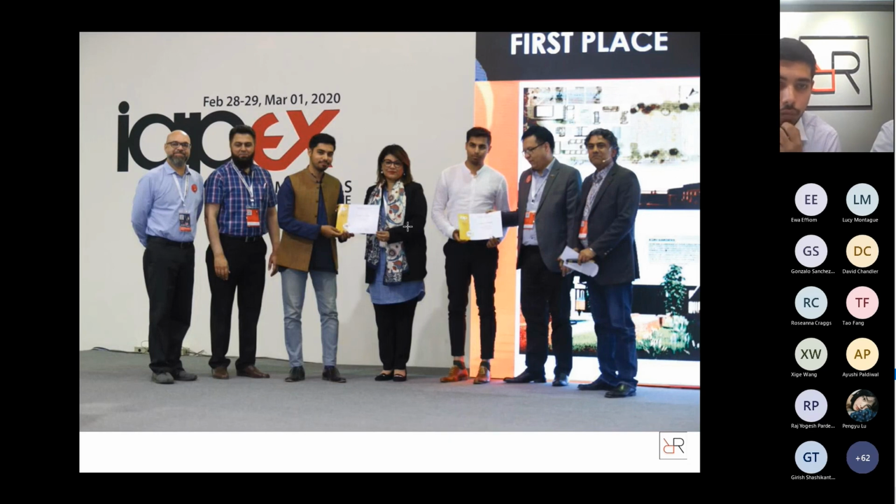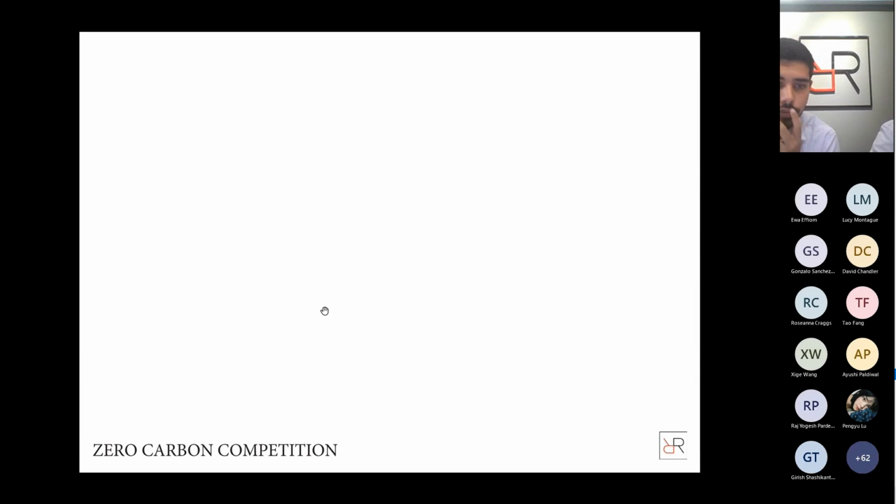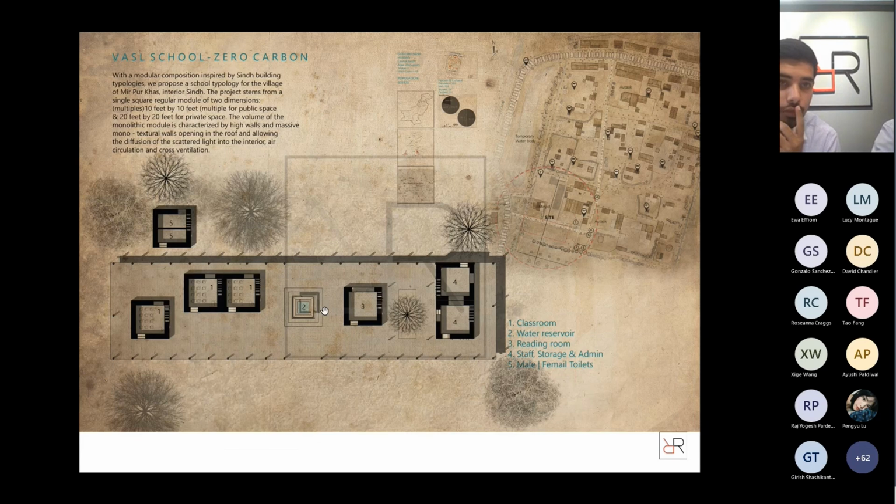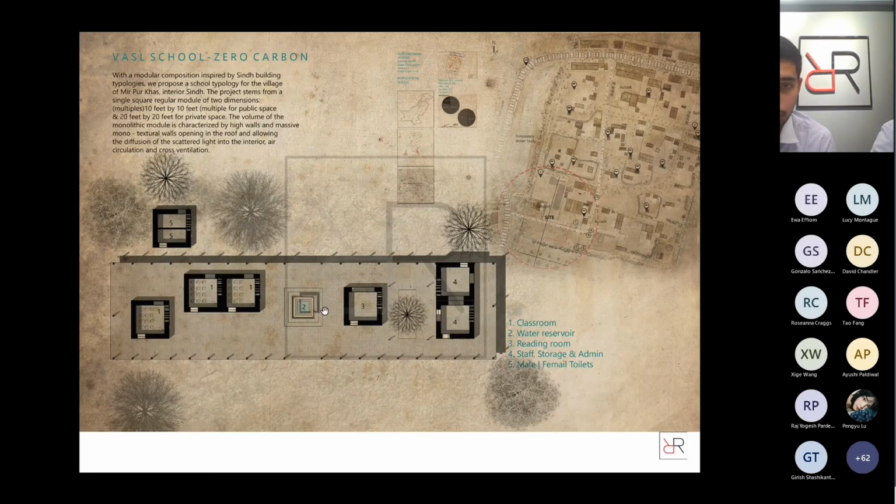The next project is a small zero carbon competition. The idea was to create a small school in any particular area. It was an exemplary model school that the techniques could be used further on in the villages and in the interior parts of the country. So again, the idea was to come up with a modular solution using local techniques and local materials, which could then be replicated wherever necessary throughout the rural areas of the country.